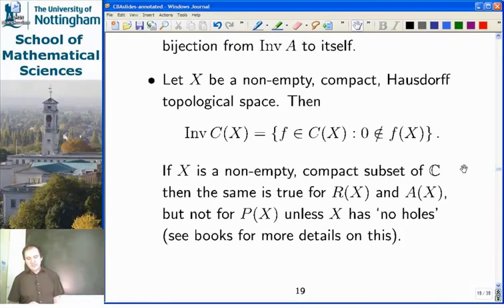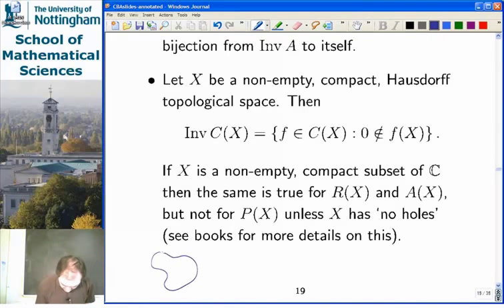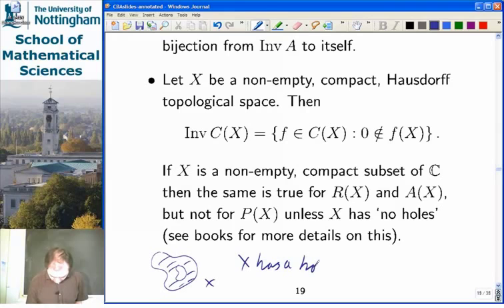These other algebras I mentioned, much less obvious, but it turns out to be true for R of x and for A of x, but not for P of x, that the invertible elements are the ones which don't take the value 0. For P of x, that doesn't turn out to be the case unless you've got no holes. When you have no holes, it turns out P of x is the same as R of x, which is Runge's theorem. But typically, if you've got a hole like this, here's an example with a hole, then P of x is not equal to R of x in this case.